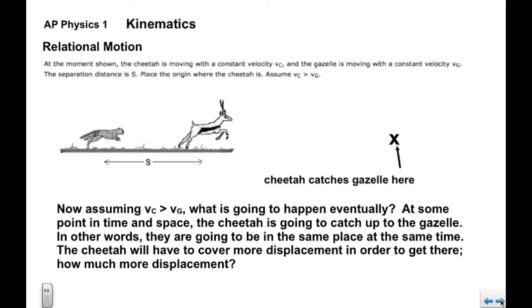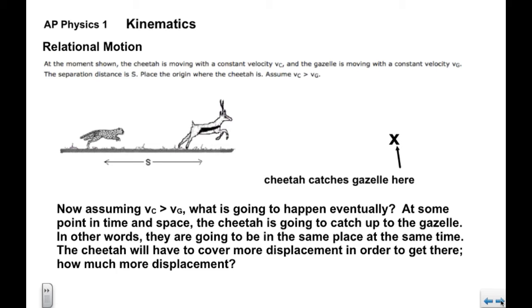Okay, so here's an example. You have a cheetah moving with some constant velocity v sub c, and we have a gazelle moving with some other constant velocity v sub g. The separation distance is s. We're going to put the origin where the cheetah is at this moment in time, and we're going to assume that v sub c is greater than v sub g. Now, assuming that v sub c is greater than v sub g, what's going to happen eventually? At some point in time and somewhere, the cheetah is going to catch up to the gazelle.